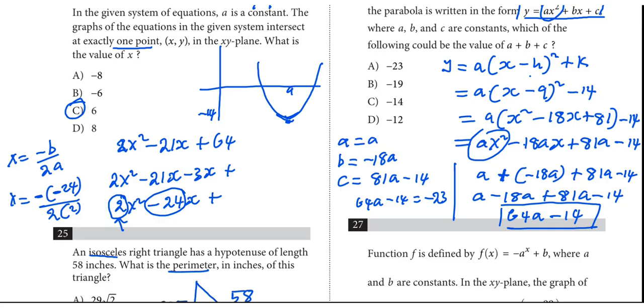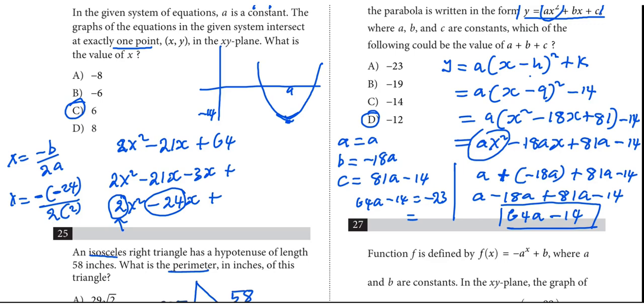If we add 14 to both sides, this will be equal to a negative value. So 64a will be equal to a negative value. And if we divide both sides by 64, a will be negative. So if we set it to negative 19 and add 14 to both sides, it's still going to end up as negative.